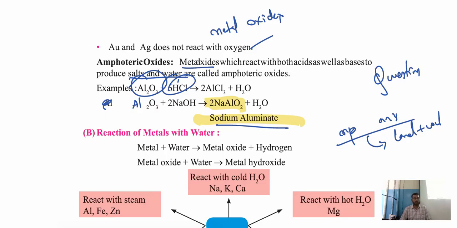What happens when aluminum oxide reacts with sodium hydroxide, a base? It gives sodium aluminate, NaAlO2. While balancing, we got this 2 after balancing, plus water. On the whole, we have seen that whenever a metal oxide reacts with acid, it gives salt and water. Whenever a metal oxide reacts with base, it gives again salt and water. No gas is liberated here. No hydrogen gas. No carbon dioxide gas. Only water.